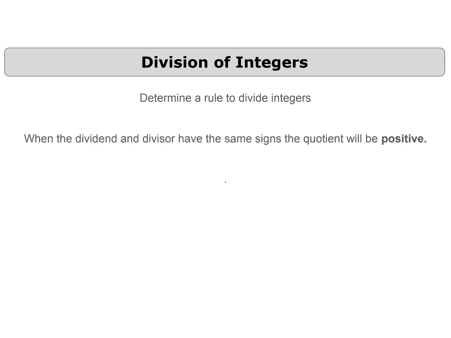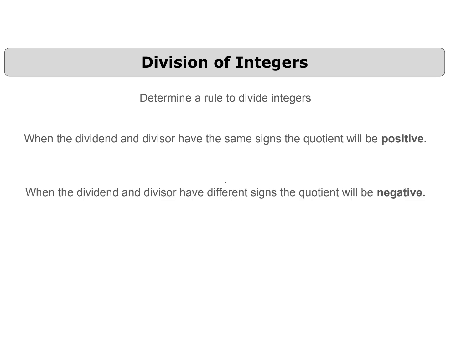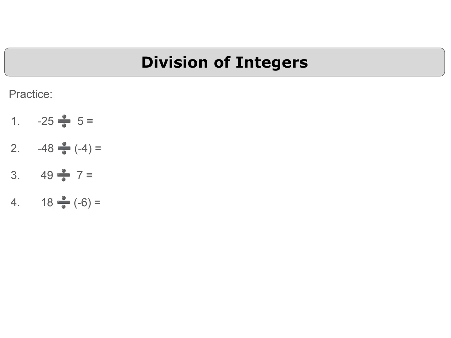So when the dividend and divisor have the same signs, the quotient will be positive. When the dividend and the divisor have different signs, the quotient will be negative. Now pause the video and try these for practice. Check your answers and see how you did. I hope you did great.